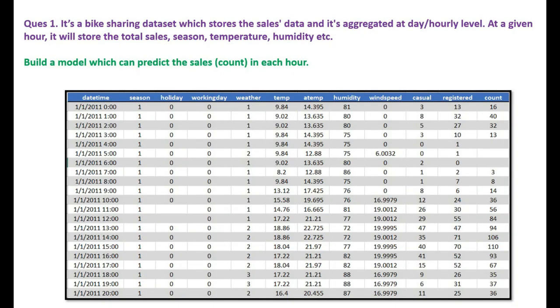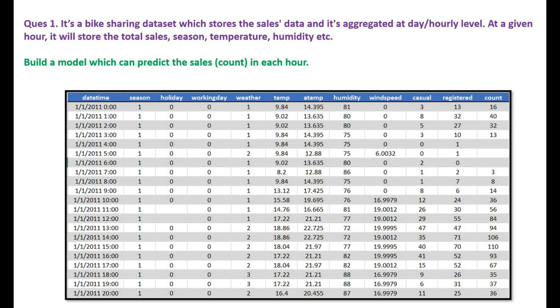So the first machine learning problem statement is a Kaggle bike sharing data set, which basically stores the sales data, aggregated at a daily or hourly level. So each hour I can see how many sales have been made through registered users, through casual users, and what is the total count of sales in that particular hour. At the same time, it also stores data at the hourly level, like what is the weather at that time, what is the temperature, what is the humidity, what is the wind speed, what was the season, and so on.